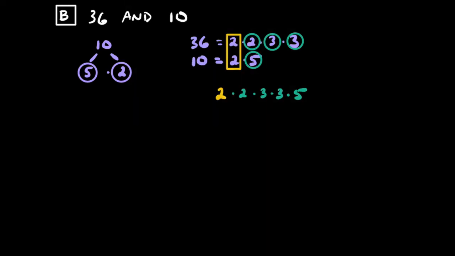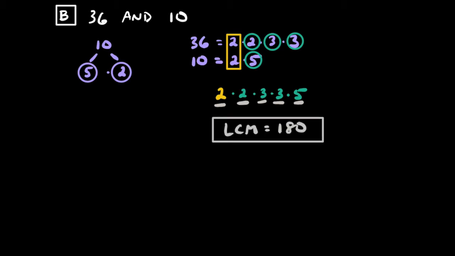To make multiplying a little bit easier, I'm going to start off by multiplying this 2 and this 5 together to make 10. 10 times 2 is going to be 20, 20 times 3 is going to be 60, and 60 times 3 is going to be 180. The LCM for 36 and 10 is 180.